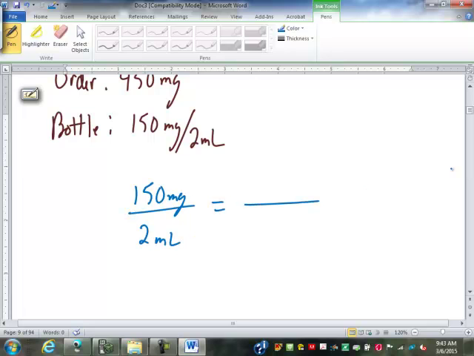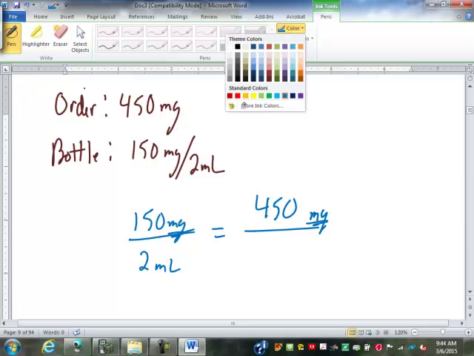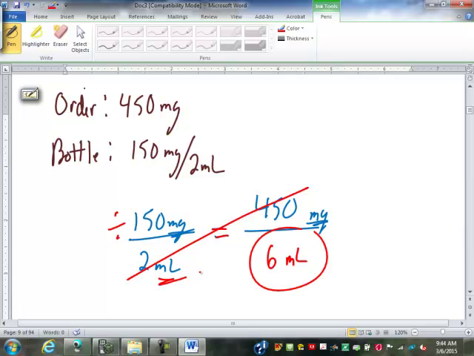Then what? Perfect. Since the 450 is milligrams, it has to go on top with the other milligrams. And now, since this is a proportion, we cross multiply and divide. 2 times 450 divided by 150 is 6. That'll be milliliters.